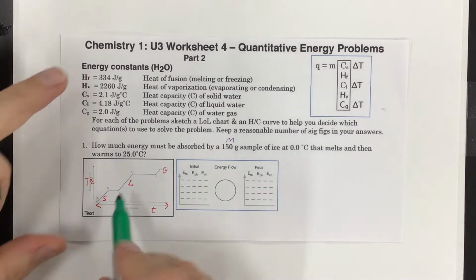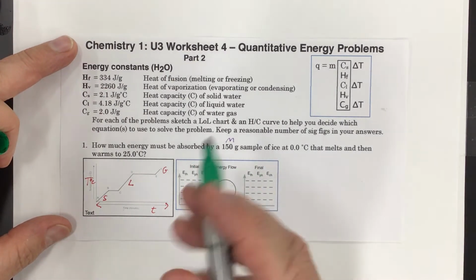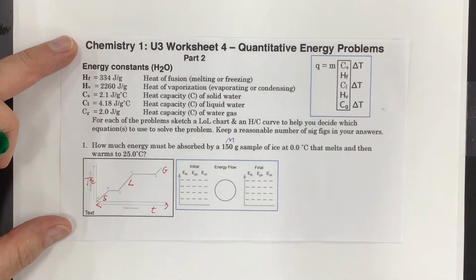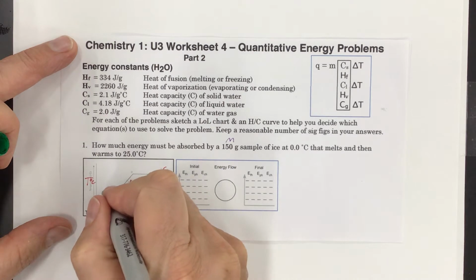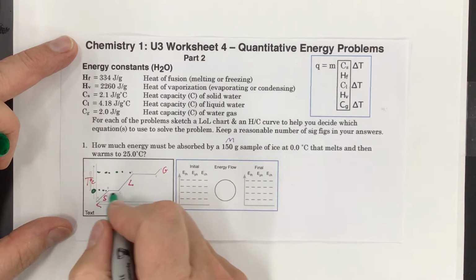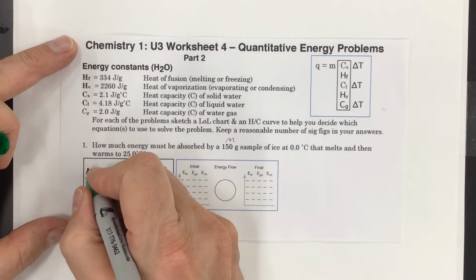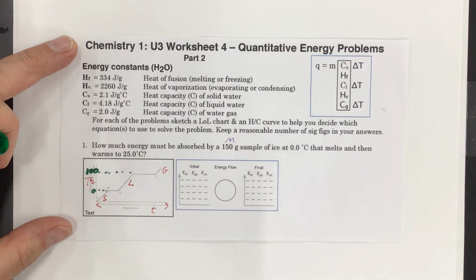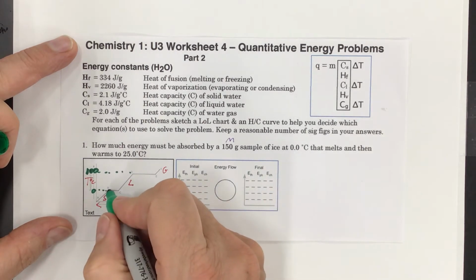Okay, in this situation, how much energy must be absorbed by a 150 gram sample of ice? So it's ice. It doesn't say it's in any way melted, so it's ice, it's solid, at 0. And we know for water, this plateau, this freezing melting point is 0, and this boiling condensing plateau is 100 degrees Celsius. Okay, so if we're going to be at 0, that's right there, and it's a solid, so it's going to be right there at B.